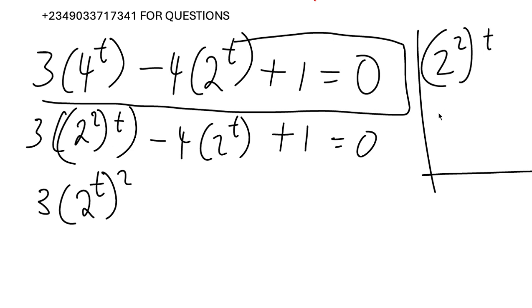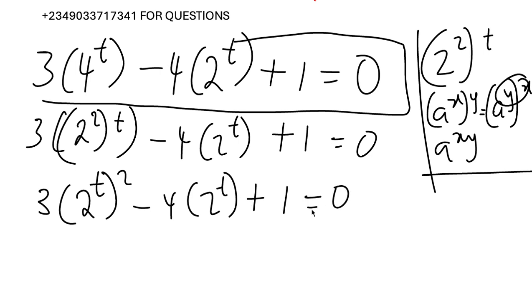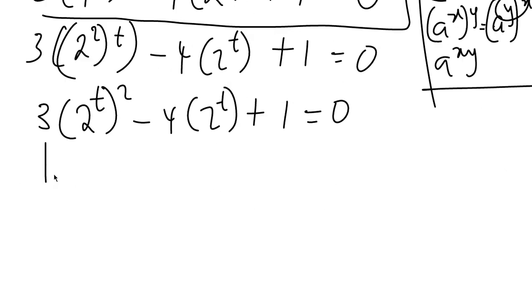That's what we had. But according to power law, we have a to the power x and then y to the power is the same as a to the power xy, because a to the power x then y is a to the power xy, and that's the same stuff here. So we could still exchange the powers, right? So that will be negative 4 into 2 to the power t plus 1 equal to 0. Very simple. All you now simply do is to say let 2 to the power t be any stuff of your choice. You could say x, right?